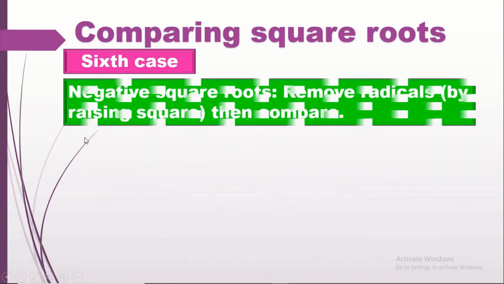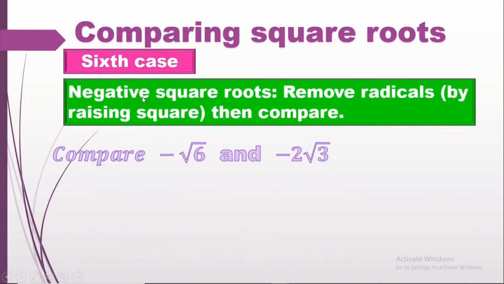What about the sixth case? Negative square roots. If we want to compare negative square roots that have neither the same coefficient nor the same radical, how to compare them? We also should remove the radicals by raising both terms squared, then we compare our answers. Well, here we have to compare minus radical 6 and minus 2 radical 3. Note that they have neither the same coefficient nor the same radical. Well, let's raise each term alone squared.